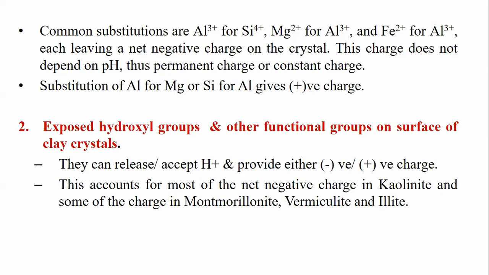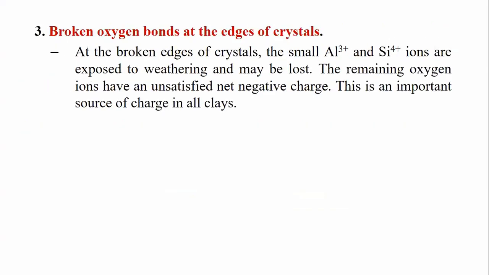Some of the clay minerals may expose this, they can accept the H+ ions or they may provide the H+. By that it can create the net negative charges. Here in the kaolinite, the isomorphic substitution is not there, right? So because of that, even the cation exchange capacity is low.